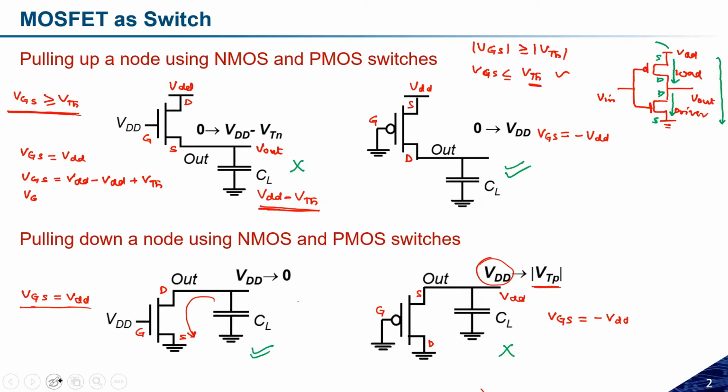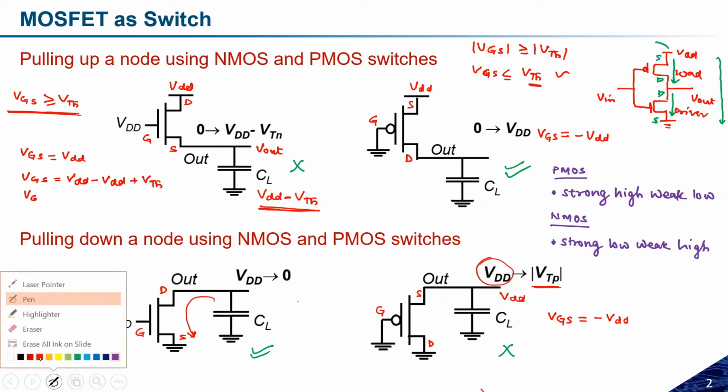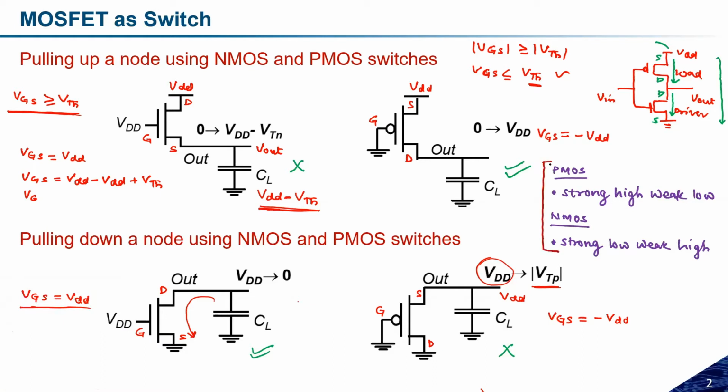Let me change the color. PMOS is a strong high, weak low, and the NMOS is strong low, weak high. So this is a really very important point that you should know, right? These are really important. So if you want to have a maximum swing, in that case, you need to use it like this one. Okay. So we cannot go for the next point because we have only 2 minutes.